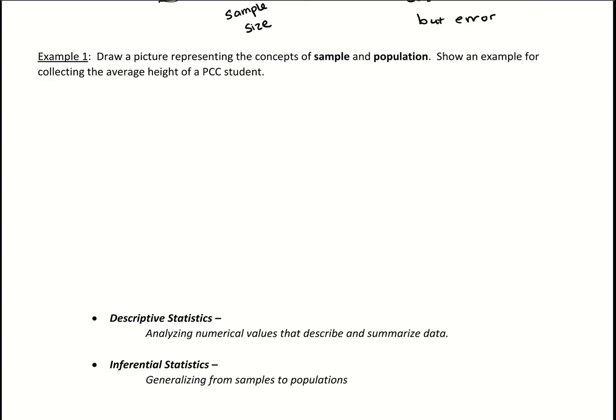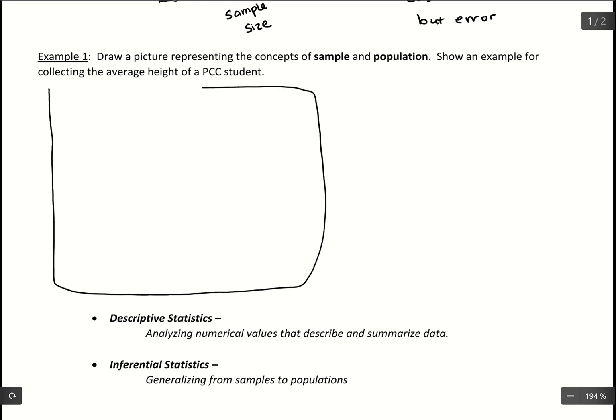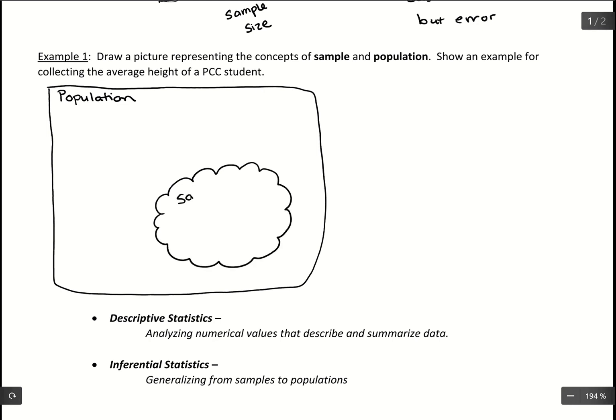So let's say we wanted to draw a picture to represent this idea of sample and population. Well, population is always going to be this big thing. So what I could do is just draw this big rectangle, and that would be our population. And then our sample always has to be a part of the population. So we'd have this group within this rectangle, a smaller portion of that larger rectangle, and that would be our sample.